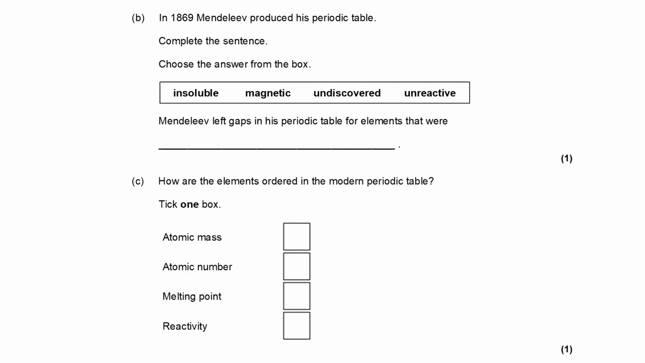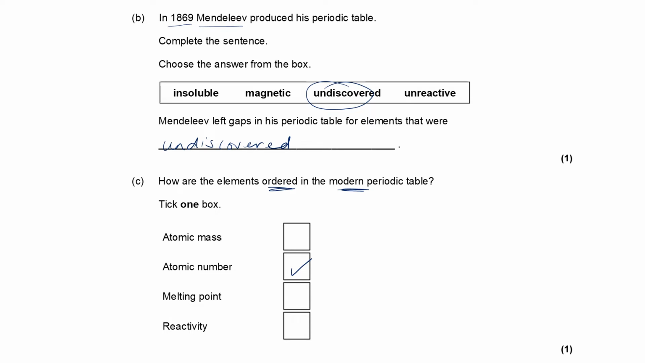Part B. In 1869, Mendeleev produced his periodic table. Complete the sentence. Choose the answer from the box. So we've got insoluble, which doesn't sound like it's relevant to this question. Magnetic, again, doesn't sound relevant. Undiscovered and unreactive. Both of these words are related to the periodic table, so let's have a look. Mendeleev left gaps in his periodic table for elements that were undiscovered.